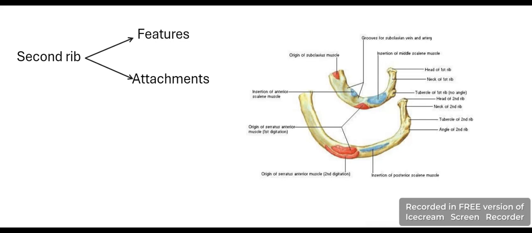The outer surface is convex and faces more upward than outward. See, the first rib was convex, okay, and this second rib is convex, but it faces outward rather than upward. Sorry, I said it opposite. The outer surface is convex and faces more upward than outward. Okay, it is upward rather than outward.